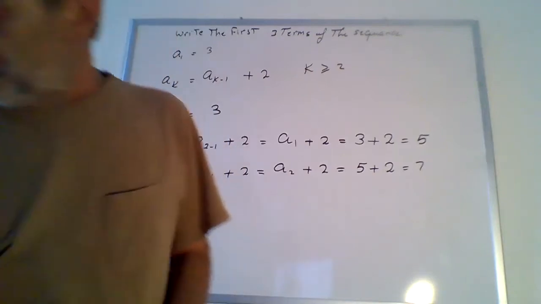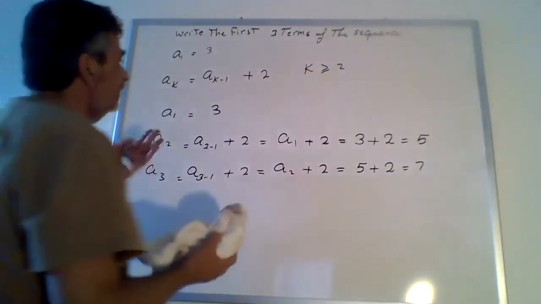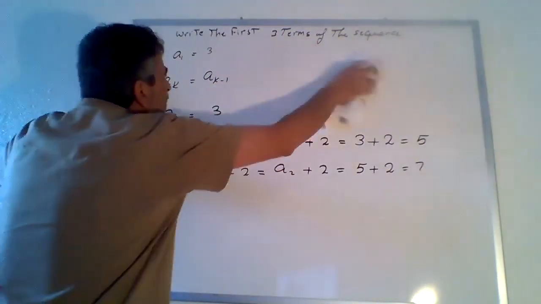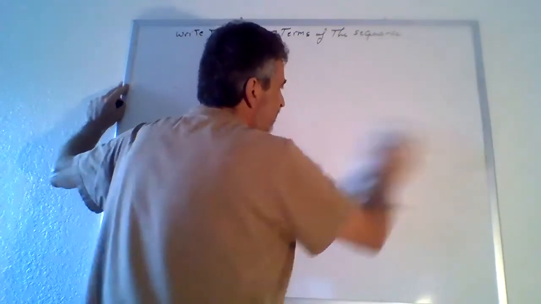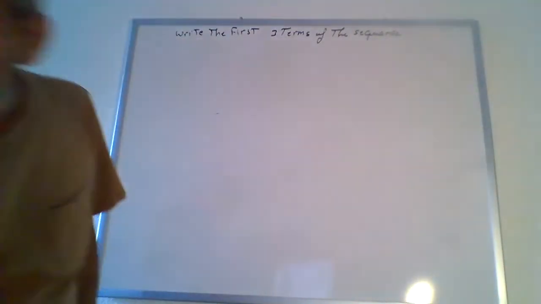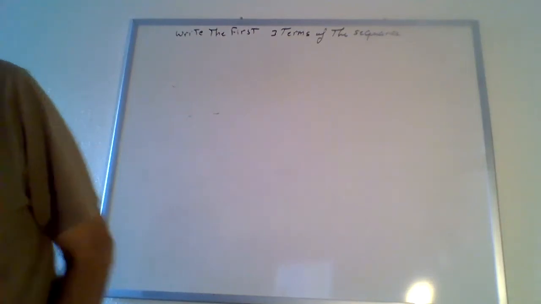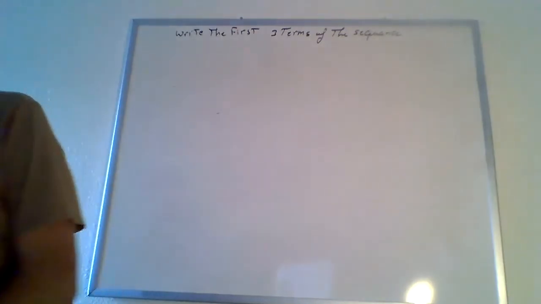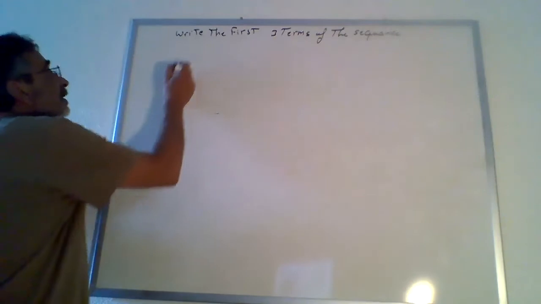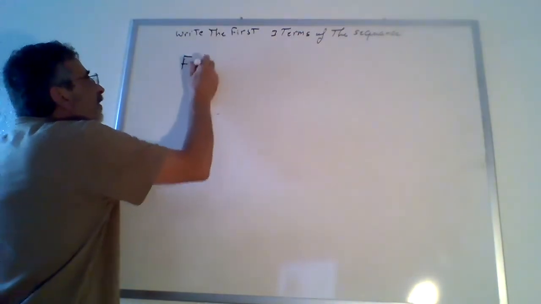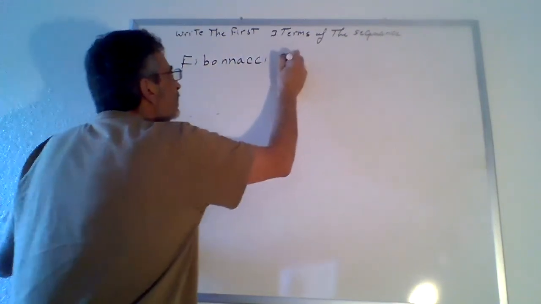One of the sequences that is famous in this form is called the Fibonacci sequence. So let's go ahead and write that down. And the Fibonacci sequence is, let me just see the spelling, called the Fibonacci sequence.